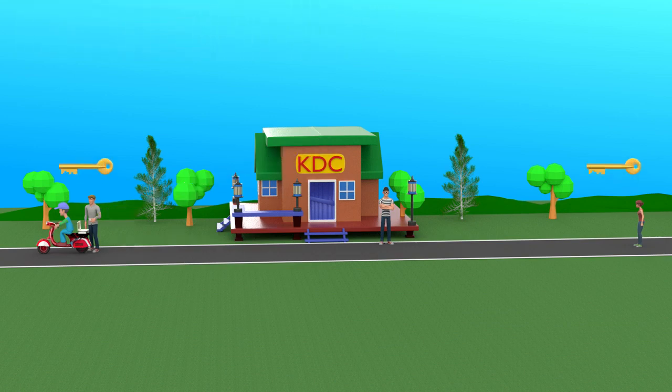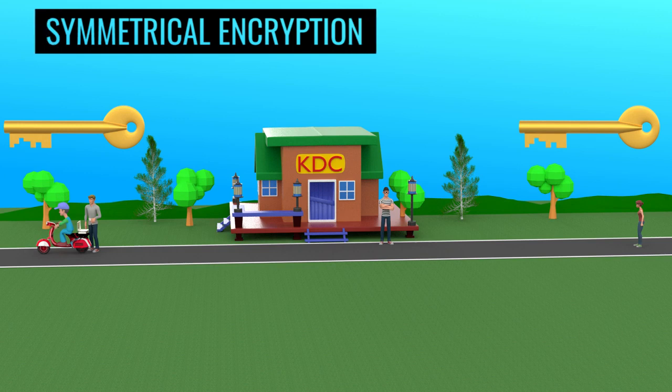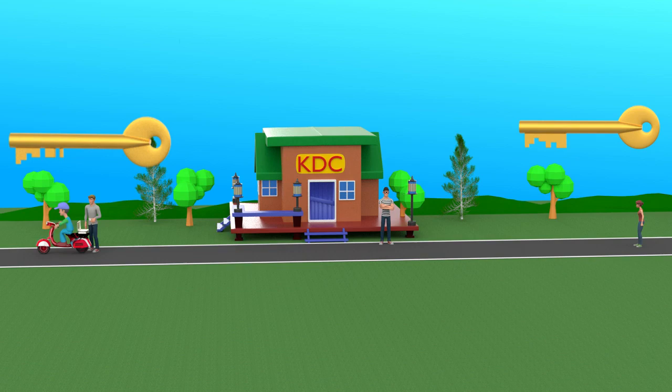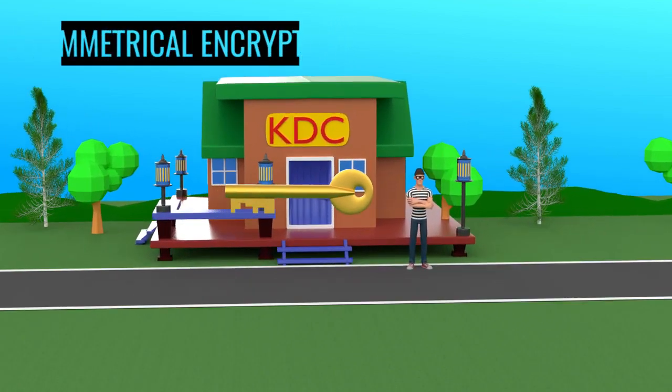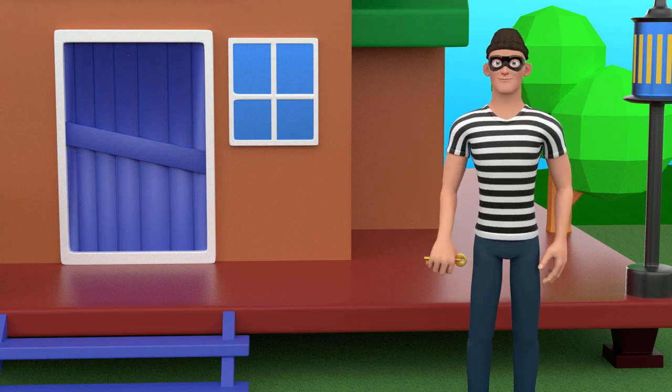If the receiver uses the same key to open the suitcase, it is called symmetrical encryption. If the opening key is different to the locking key, the encryption method is called asymmetrical. However, what if the key itself is stolen? To overcome this issue, let's design an intelligent locking system.